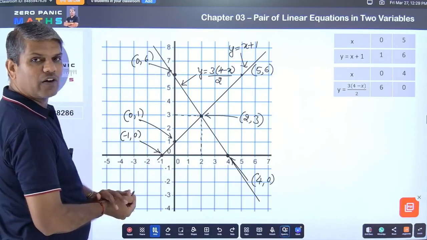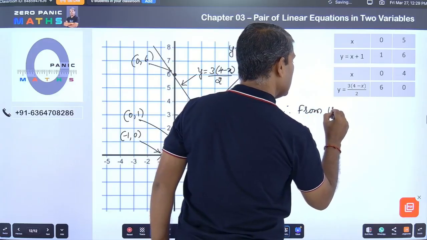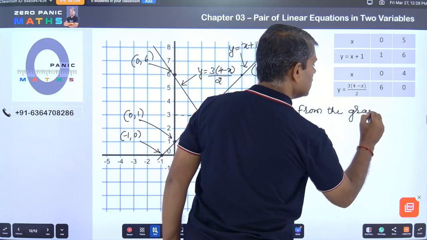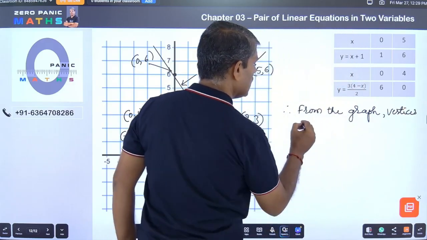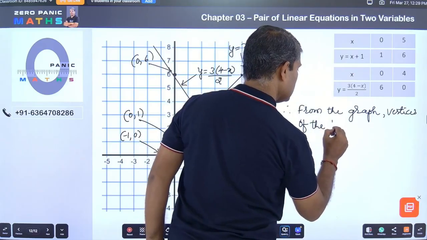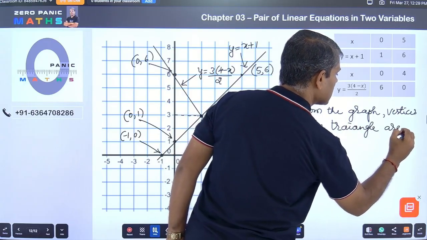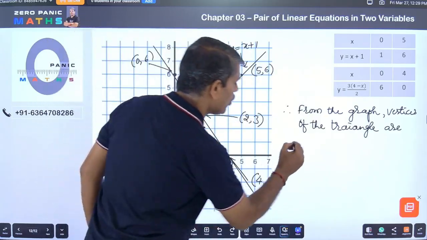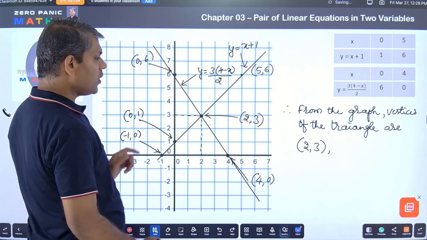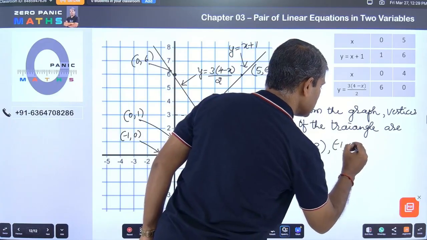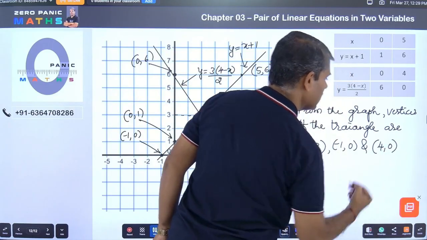Can you identify this? Okay, so I can write, therefore from the graph, the vertices of the triangle are, okay, start from this point, (2, 3), (-1, 0) the second vertex, and (4, 0) as the third vertex.